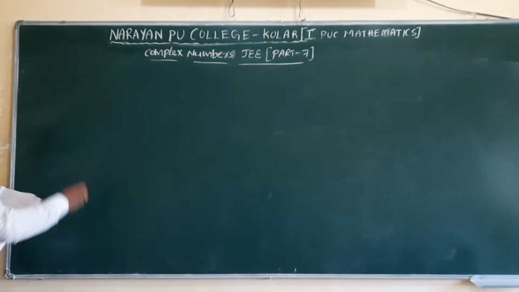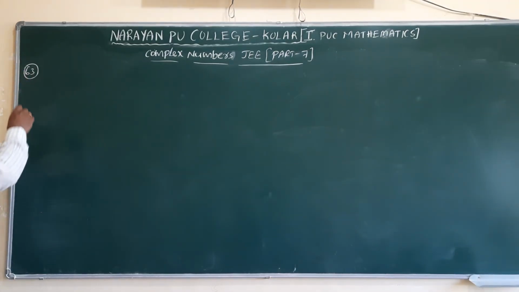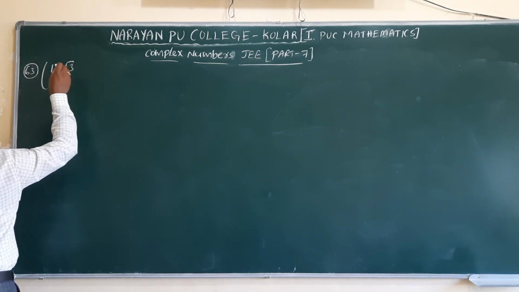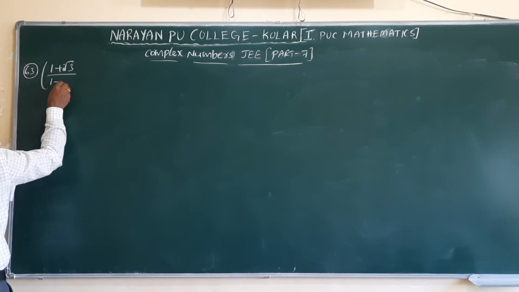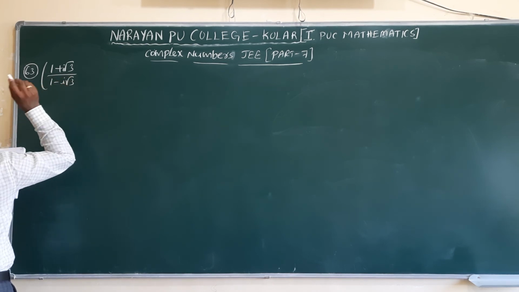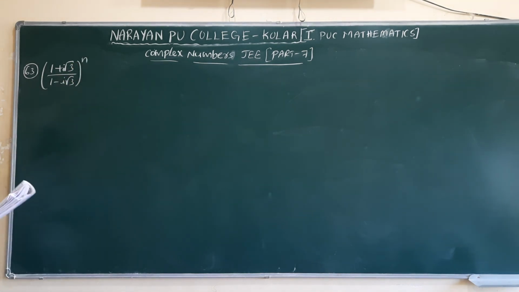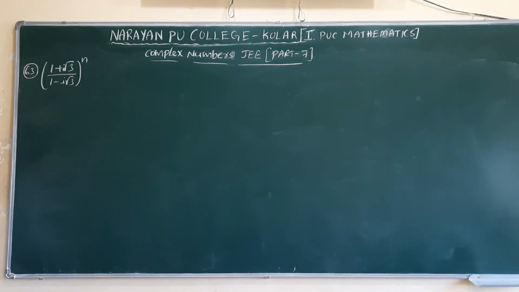Now question number 63. If ((1 + i√3) / (1 − i√3))^n is an integer, then we have to find the value of n here.